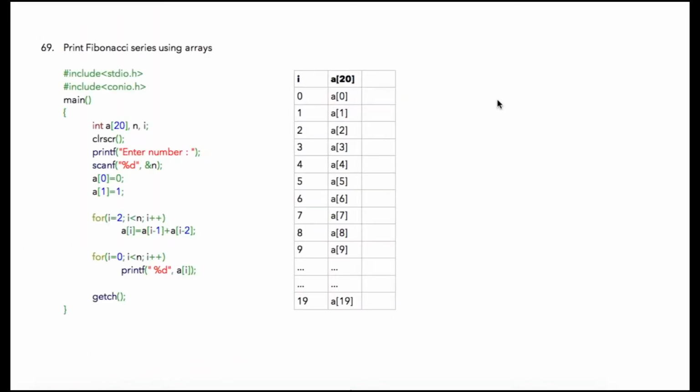In this program, we are going to print Fibonacci series but using arrays. I'm using an array of size 20. Then n is the number that will be entered by the user, which will denote the number of elements that will be used from this array, and i is my index variable.